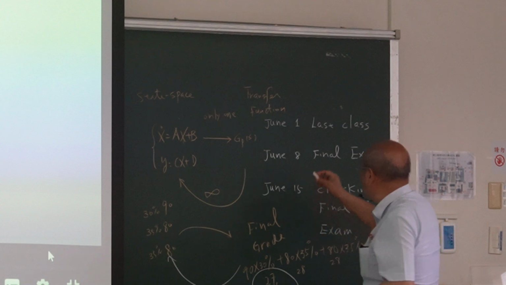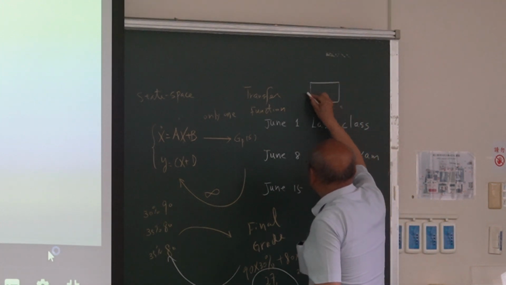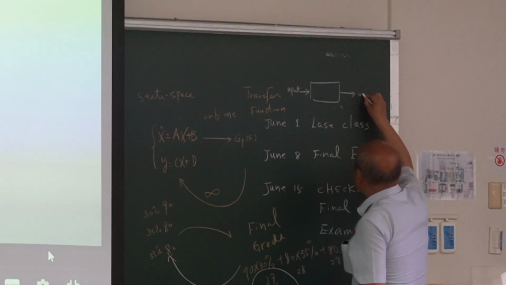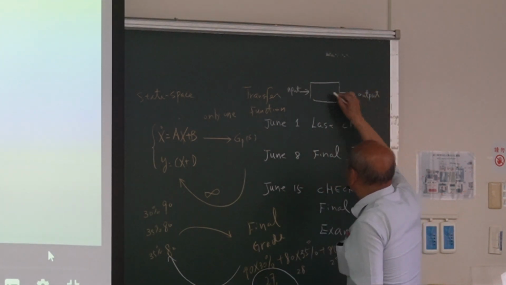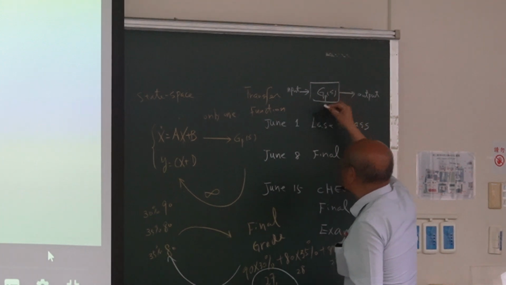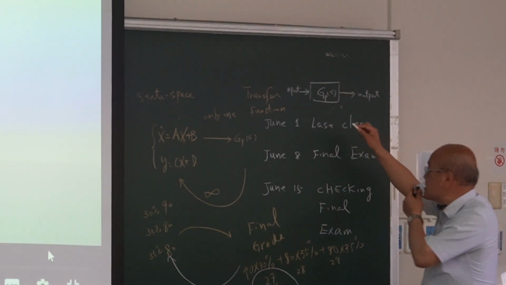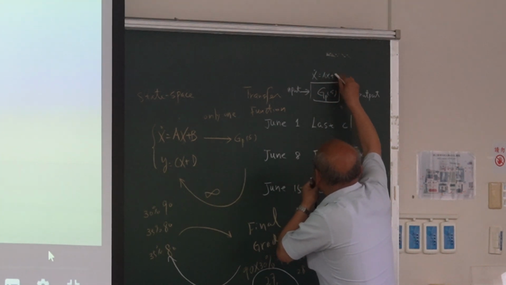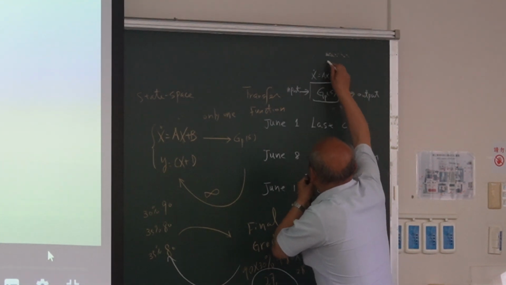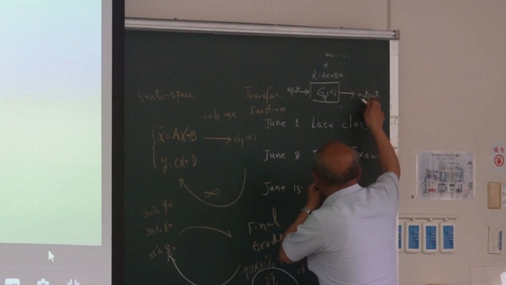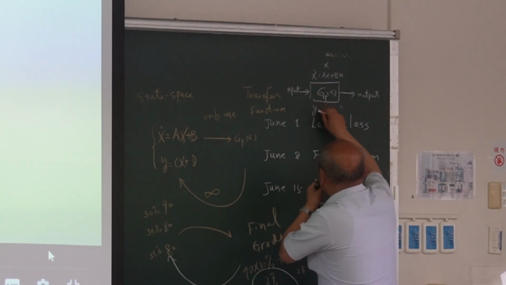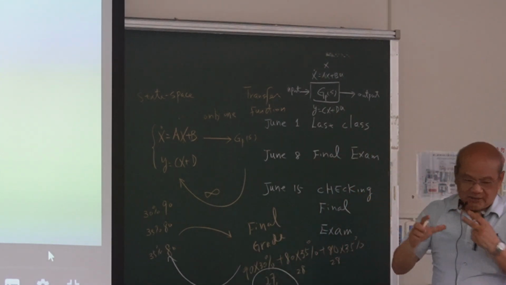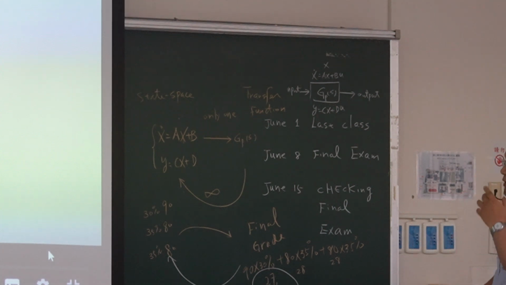Transfer function is just like a black box with input and with output, and then this is the transfer function. But the state space tells you what the state is inside, what is the state, what is input, what is output. So in general, state space provides more information.